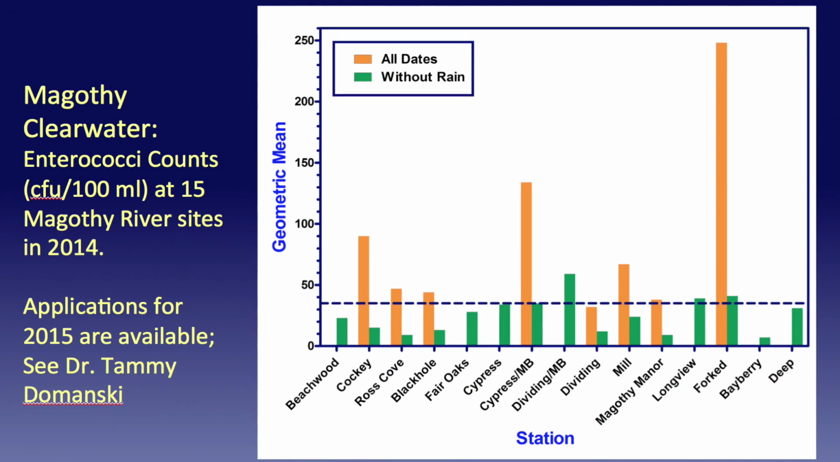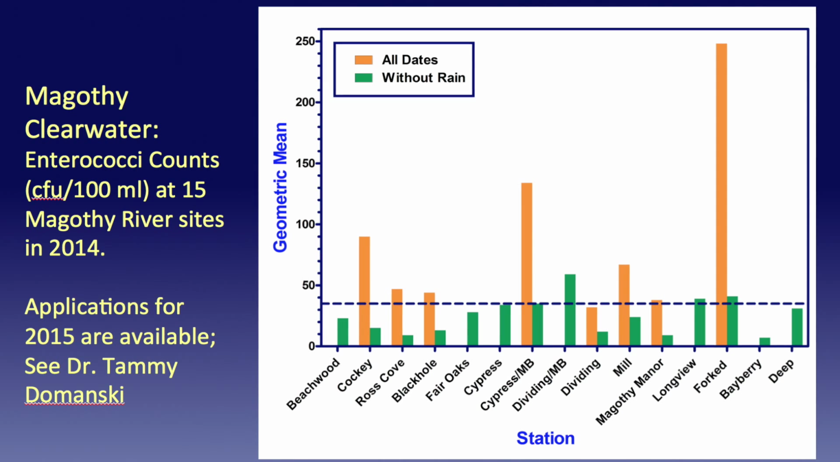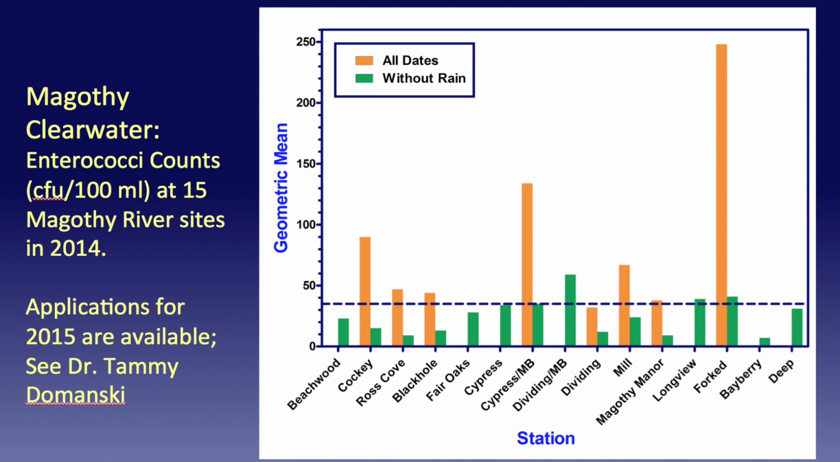But the effect of the rain on Mill Creek is actually more significant than the effect of that 300,000 gallon spill. I think that's sort of a take-home lesson for us.